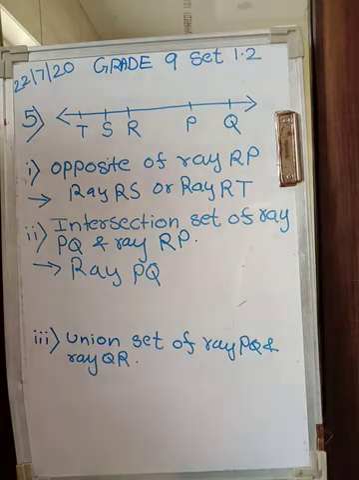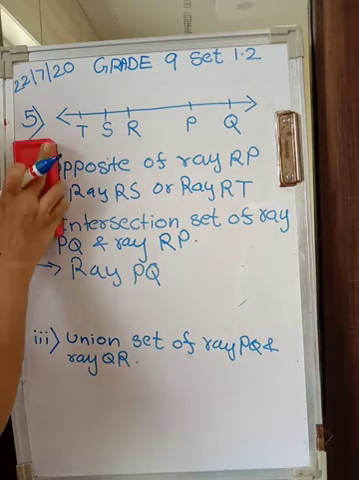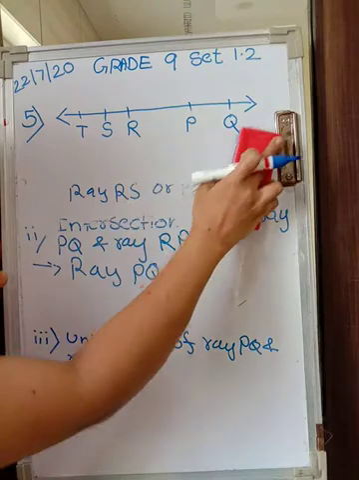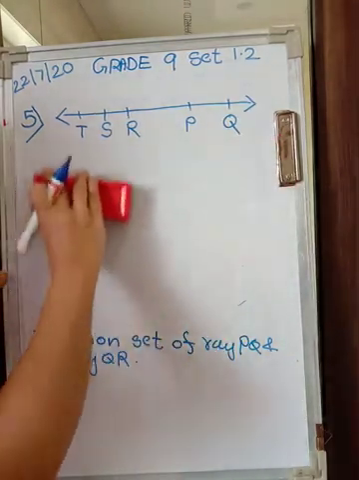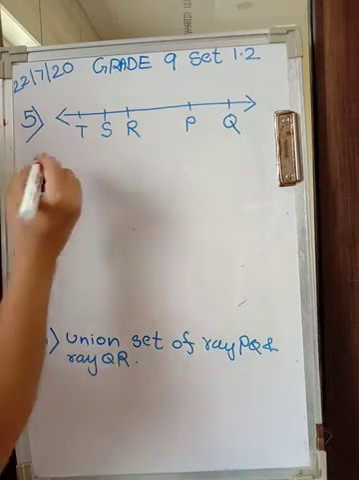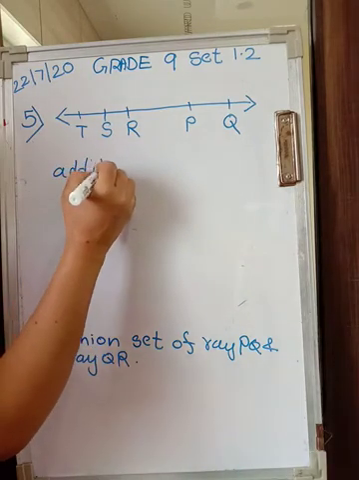Now come to the third question. Union set of ray PQ and ray QR. Now please pause the video and write it down. I need to explain, so I am erasing this. Now, let us first understand what you mean by union. Union means what? Addition.